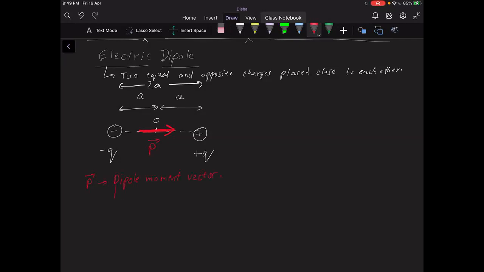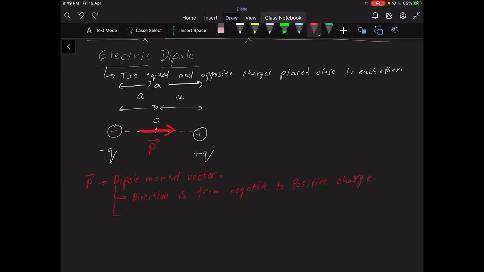What are the properties of the dipole moment vector? Number one, direction is from negative to positive charge. That's the first and foremost thing. Negative to positive charge is the direction for the dipole moment vector.